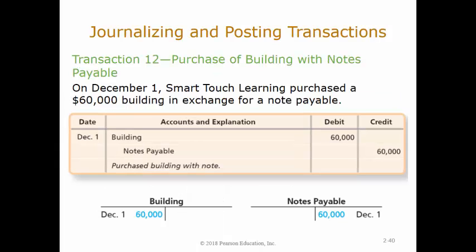In transaction 12, the company purchased a $60,000 building in exchange for a note payable. The two accounts involved are building, an asset, and notes payable, a liability. Building increases with a debit and notes payable increases with a credit.